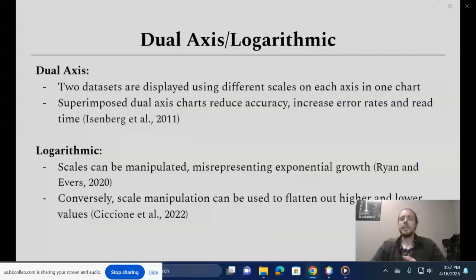Logarithmics, they can misrepresent exponential values. You can mess with the logarithmic scales to compress and flatten out growth trends in a positive or just a more positive light. It isn't always malicious manipulation of the data.